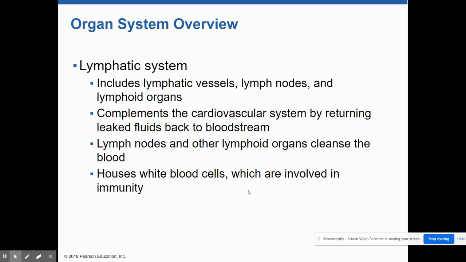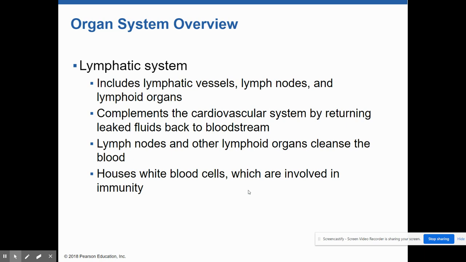Next is your lymphatic system, which consists of your immune system. This includes your lymphatic vessels, your lymph nodes, and your lymphoid organs. It helps complement the cardiovascular system by returning leaked fluids back to the bloodstream. So when you have a sprained ankle and there is swelling in the ankle, those are lymphatic fluids that are swelling, and the lymphatic system helps bring those fluids back into the bloodstream.